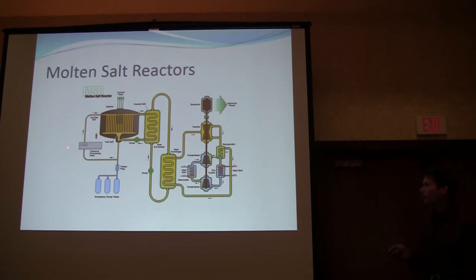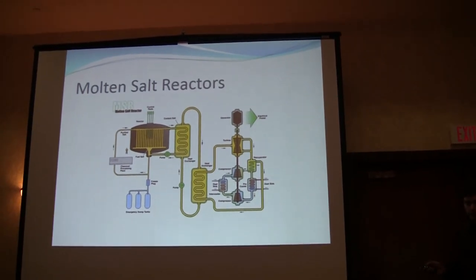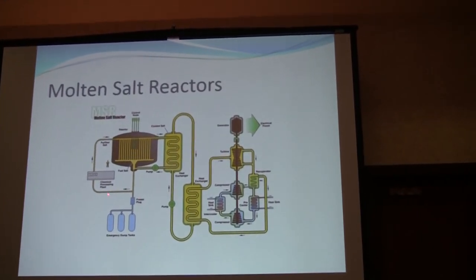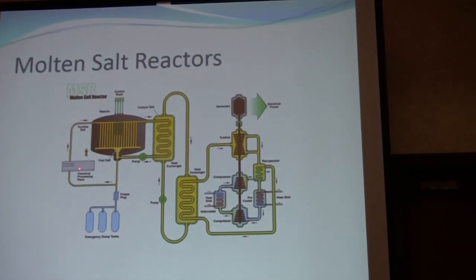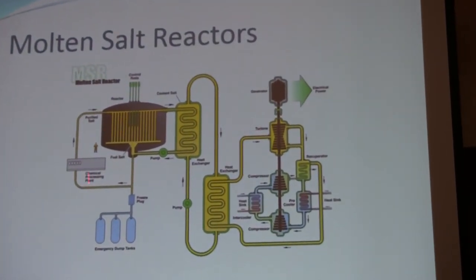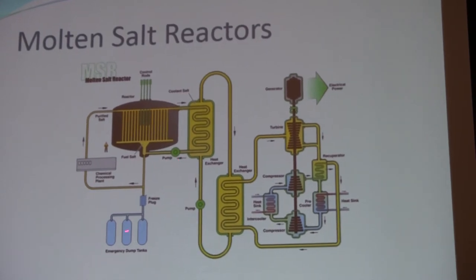You can have an inline chemical processing plant, which can remove fission products, so you decrease the number of parasitic absorbers in the fuel. So you keep it going, and the thorium would be bred in the reactor, and it just circulates around, so you never have to stop it and refuel it, because you can just process the fuel that is in there without stopping the reaction.